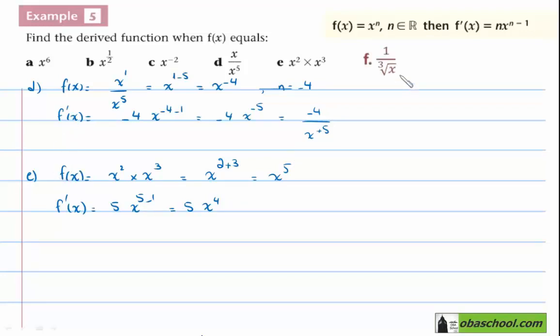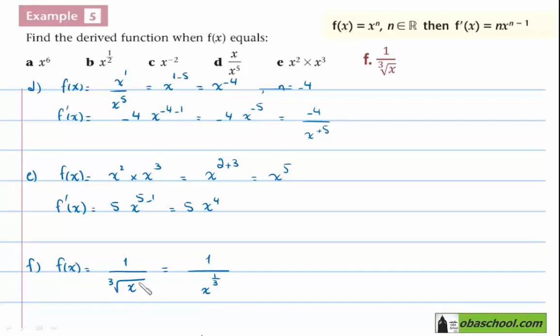Let's try now part F, which is a little bit more complicated. F of x is 1 over the cubic root of x. The cubic root of x is the same as x to the power 1 over 3. Let's substitute it. Then 1 over the cubic root of x, or x to the power 1 over 3. We already know this property from the first chapter. Therefore, it's easy to write it.